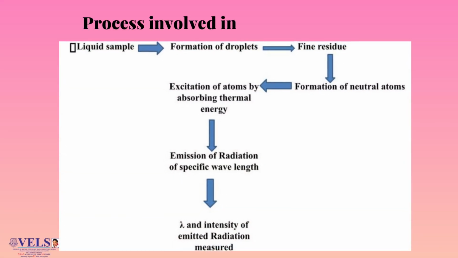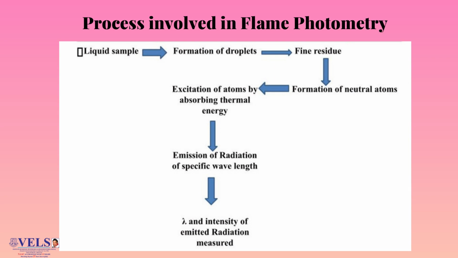So next we move on to the process involved in flame photometry. Generally in the flame photometric method, we prepare a liquid sample solution. You can take either a solid or a liquid, which is converted into a liquid solution, and only the liquid sample is sprayed into the flame. The liquid sample is initially formed as a fine droplet.